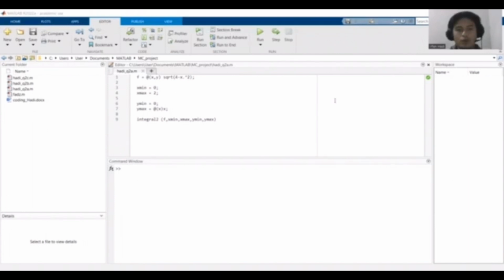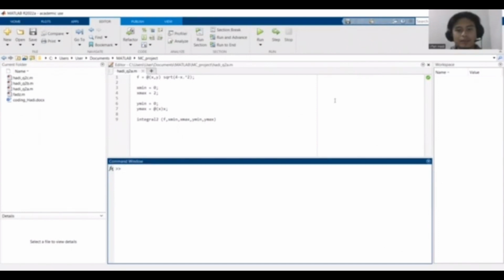Question 2 has three parts, which is A, B, and C. After I did the calculation part, we need to verify the calculation by using software, which I am using right now is MATLAB. So let's go into question A.